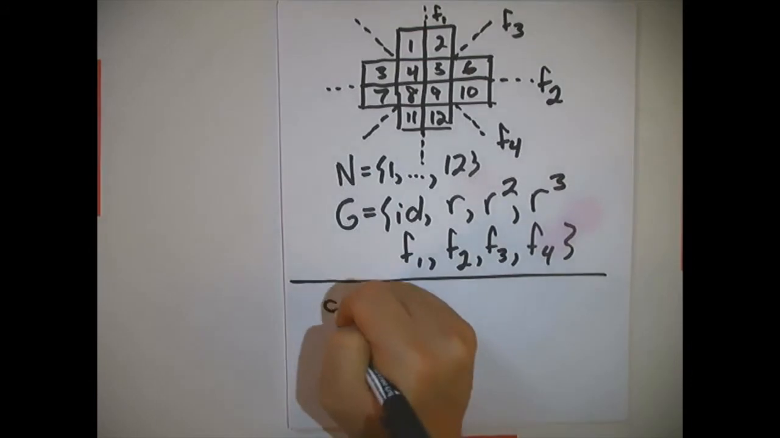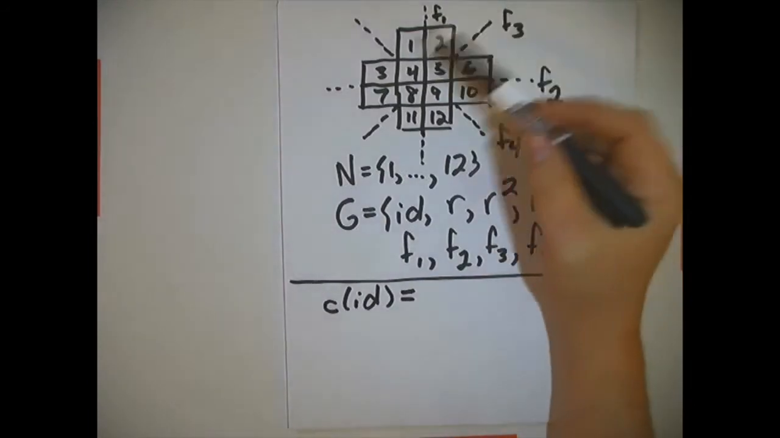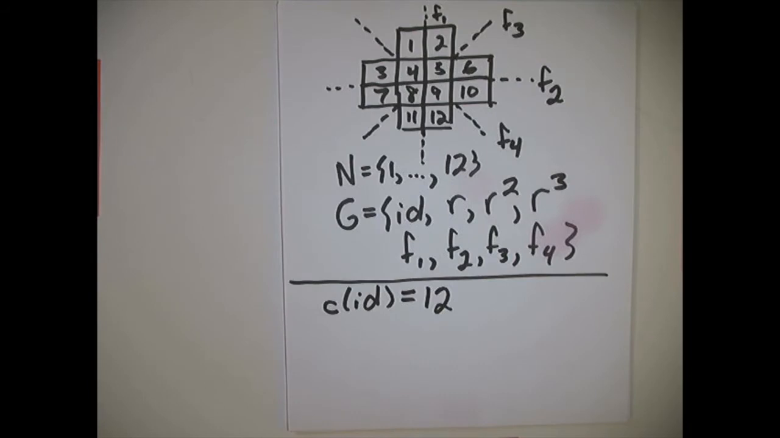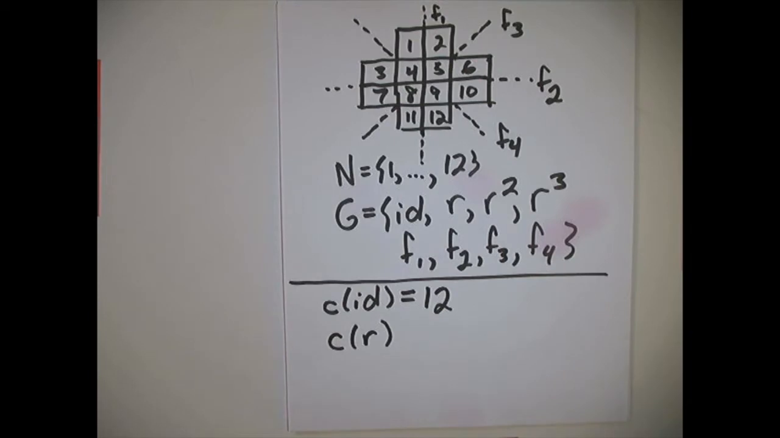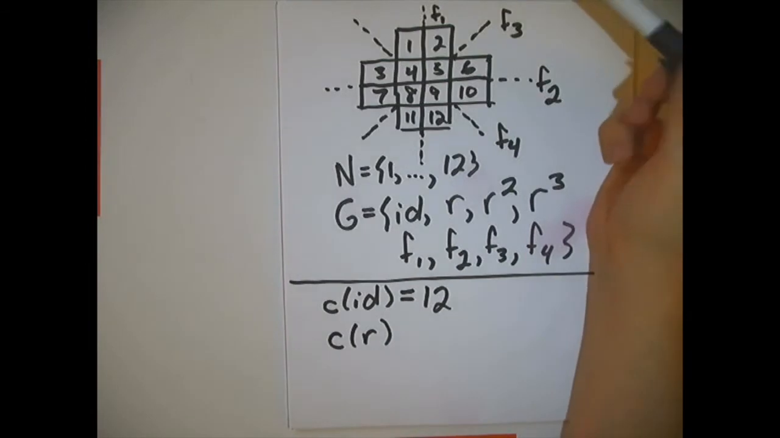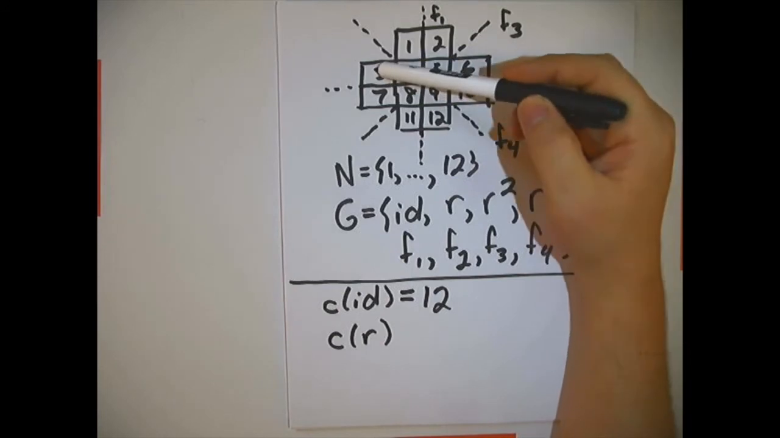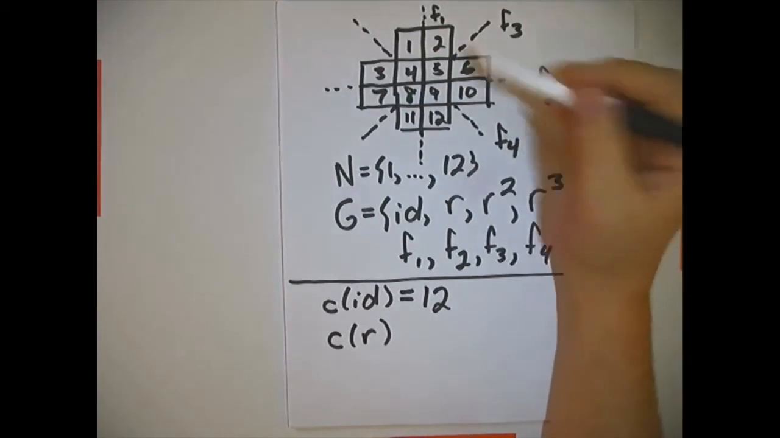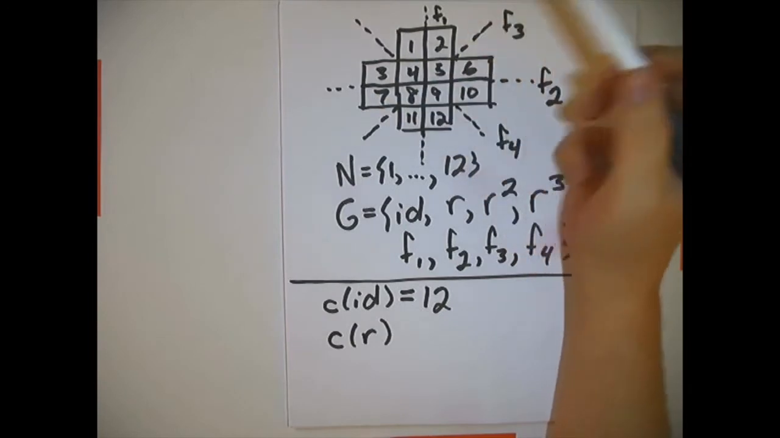So for the identity, I think we know how that's going to work. Nothing's going to move, so there's going to be 12 total cycles. Okay, so let's think about when I take the cycle number of a single rotation, R. So let's think about where 1 can go. 1 goes to 6, goes to 12, goes to 3, goes to 7. Yeah, 1 would go to 7. Okay, so those 4 all form their own orbit.